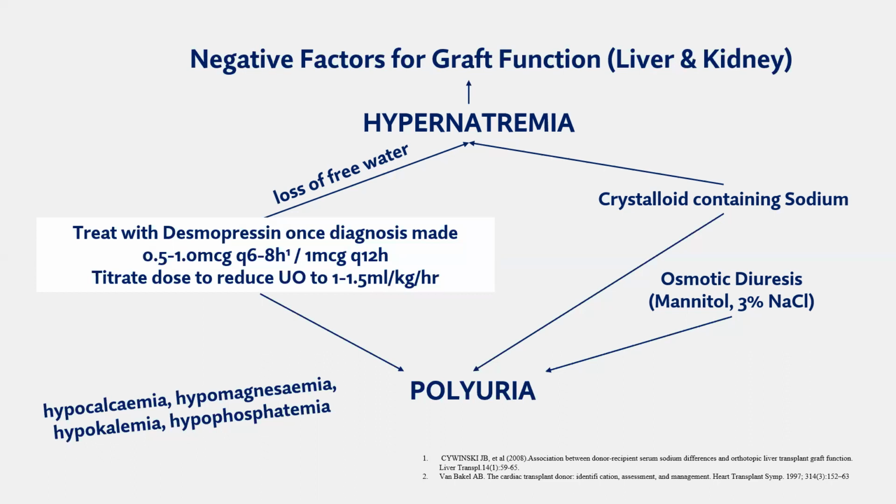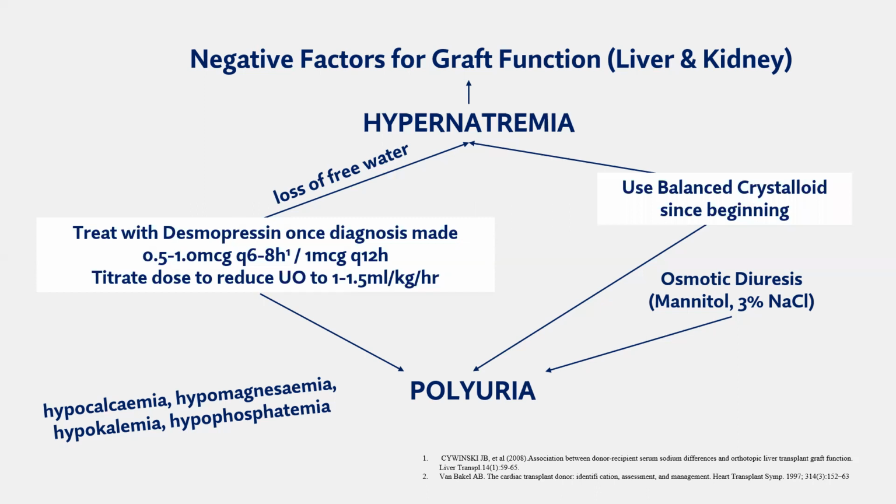First, we need to treat the diabetes insipidus with desmopressin. Once the diagnosis is made, the dose will be 0.5 to 1 mcg every 6 to 8 hours, or you can give 1 mcg desmopressin every 12 hours. We need to titrate the dose to reduce urine output to 1 to 1.5 ml per kilo per hour.